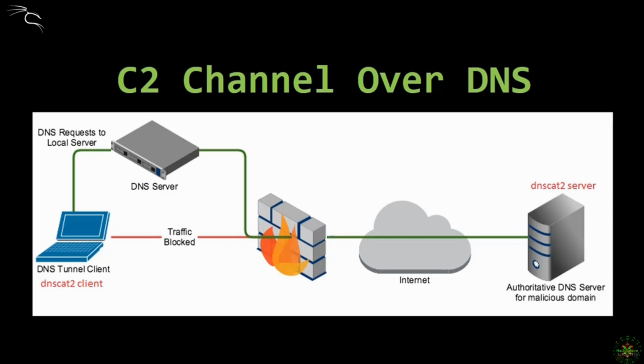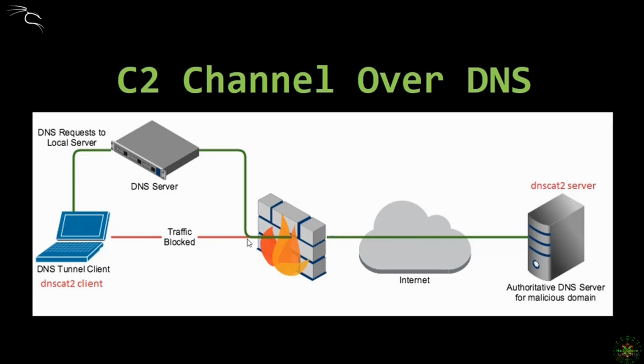We need to set up a server with DNScat2 software installed that will listen to the DNS queries from the DNScat2 client. Once this is established, we can transmit data and even invoke commands over this channel. As you can see here on the screen, this is the server with DNScat2 installed, and this is the client. All the traffic is blocked through the firewall, consider it a corporate firewall, except the DNS traffic on port 53 that is used to resolve URLs.